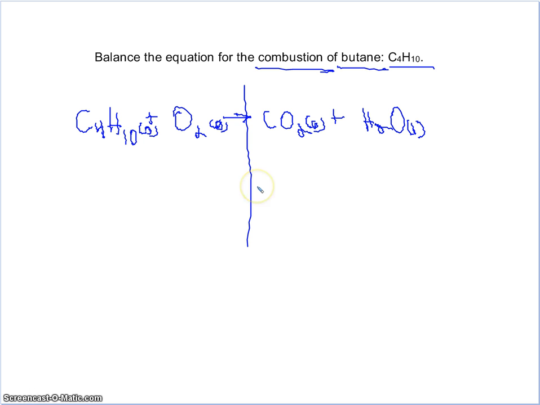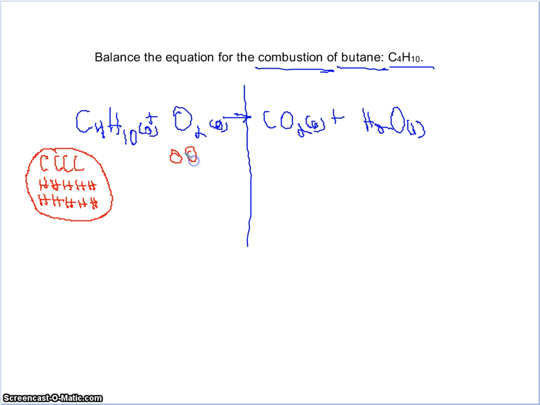Okay, and so now I'm going to balance this sucker out. Right, so first thing I'm going to do is draw out all the elements. So there's 4 C's, and there's 10 H's in each butane. So you can see why this would be a little tedious, especially if you have to go back and forth a lot, which sometimes you do. 2 O's, put them together because that's one chemical. CO2, H2O.